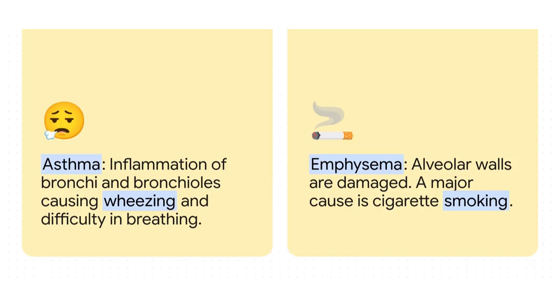Finally, let's touch upon two common disorders. In asthma, the bronchi and bronchioles get inflamed, which causes wheezing and difficulty in breathing. Emphysema, on the other hand, is a chronic disorder where the alveolar walls get damaged. This reduces the surface area for respiration. And, as you know, a major cause for this is cigarette smoking.